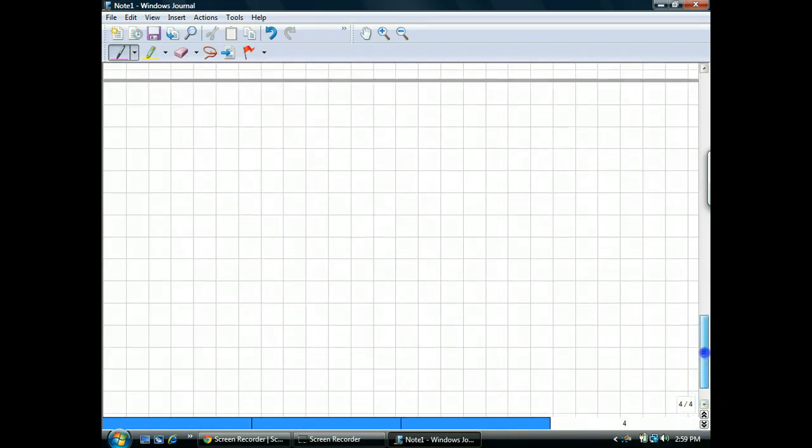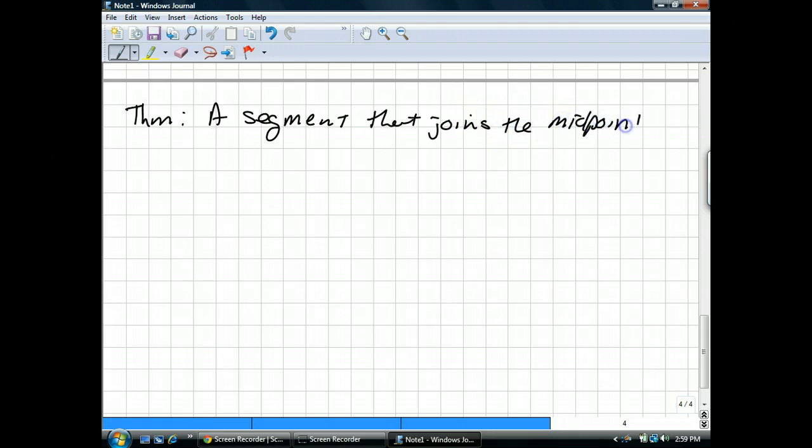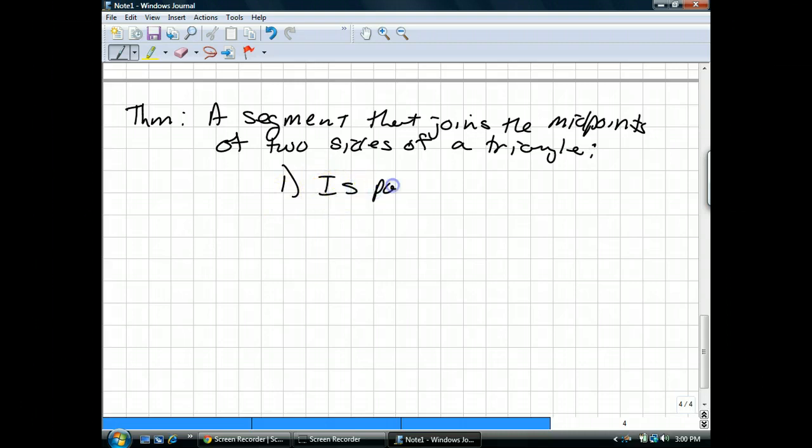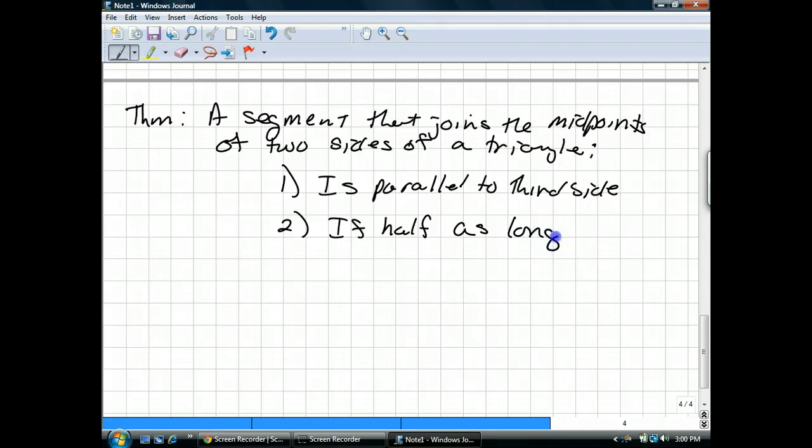Okay. And then the final theorem for today says a segment that joins the midpoints of two sides of a triangle is, number one, parallel to the third side, and number two is half as long as the third side.